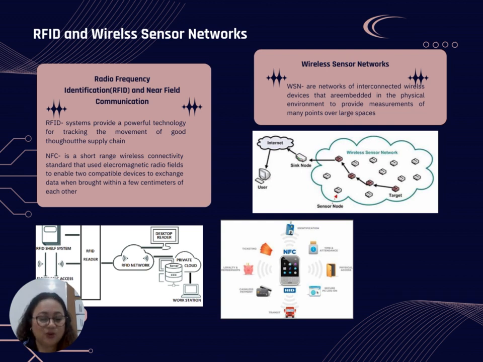So next are wireless sensor networks, or WSN. These are networks of interconnected wireless devices that are embedded in the physical environment to provide measurements of many points over large spaces. These devices have built-in processing, storing, and radio frequency sensors and antennas, and lead to an interconnected network that collects data and captures it for computer analysis, with networks ranging from 100 to thousands of nodes.